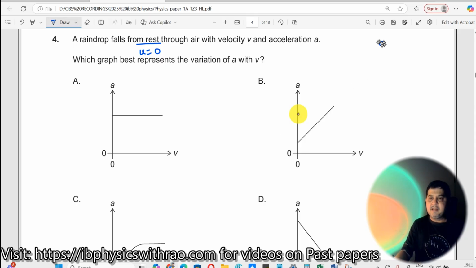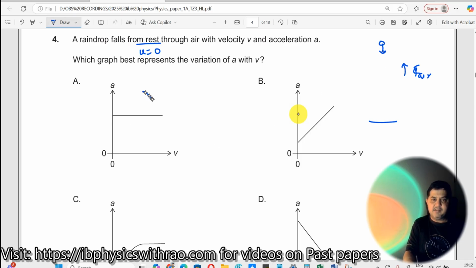So now what's happening? When you make a raindrop fall, as it falls to the ground, the acceleration of this one will start reducing. Why should it reduce? Because there is air resistance. When there is air resistance, automatically the acceleration starts reducing.